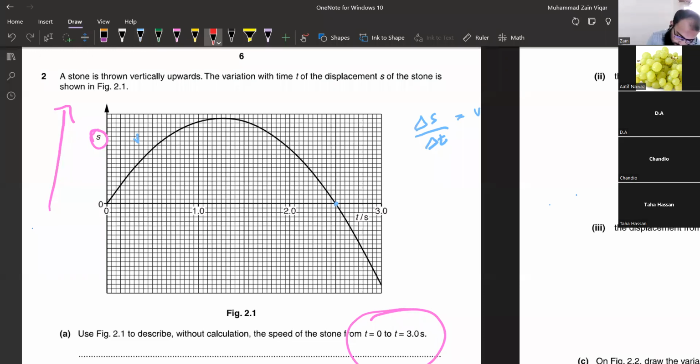If I draw a gradient, if I draw a tangent here, the tangent would not be zero. The value of the tangent would not be zero. Therefore, there is a speed, and the speed is negative. And if I draw a tangent over here, it's a horizontal line. Horizontal lines have a gradient which is equal to zero, so the speed would have been equal to zero. So you just draw these lines and you see what happens. A steeper line means that the gradient is more, and a less steep line means that the gradient is less.